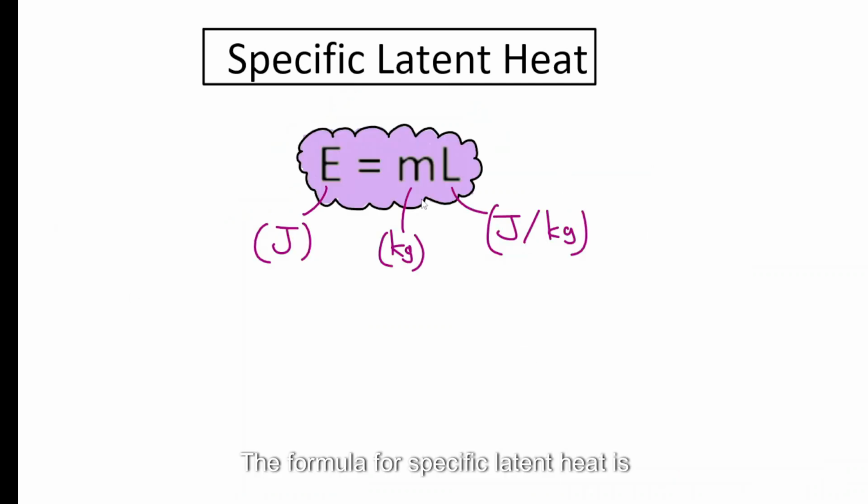The formula for specific latent heat is E is equal to ml. E is the energy in joules, m is the mass in kilograms, and L is the specific latent heat in joules per kilogram. And you can use the same formula for both fusion and vaporization.